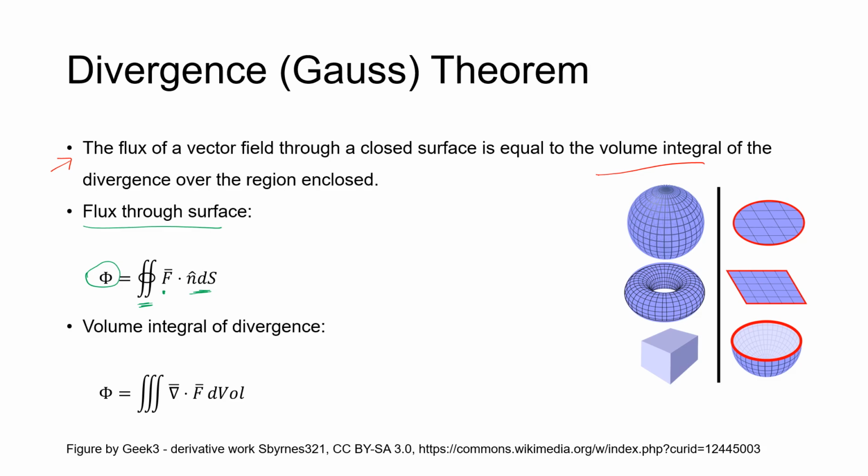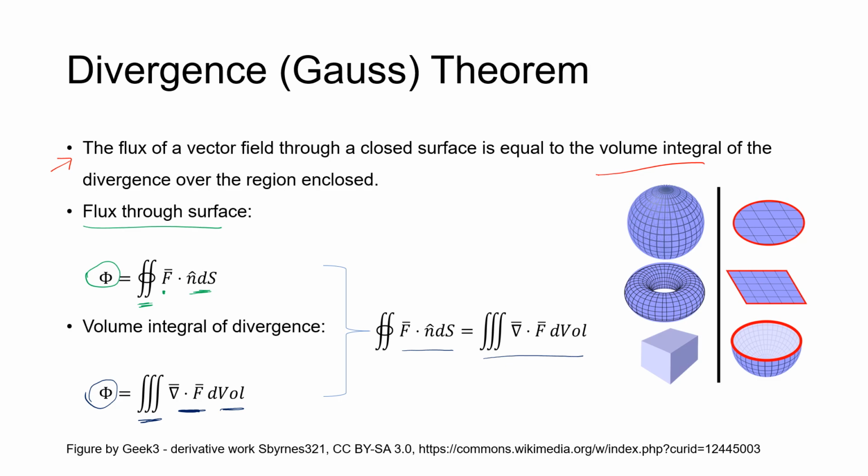The second quantity is the statement that if you have the divergence of your vector, you can still calculate the flux by using the triple integral or the volume integral over the enclosed region. So if we equate these together, we get that the double integral over a closed surface of F dot n dS is equal to the triple integral of the divergence of this vector F dV.